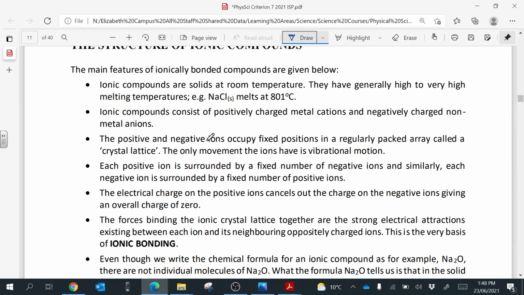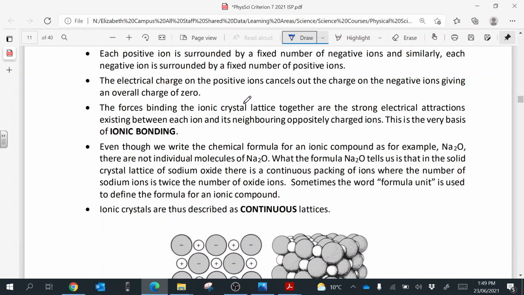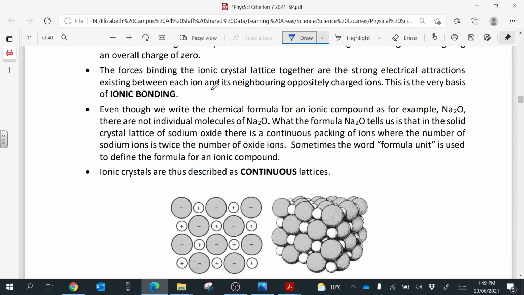The positive and negative ions occupy fixed positions in a regularly packed array called a crystal lattice. Okay, crystal structure, if you like. The only movement the ions have is vibrational motion. Each positive ion is surrounded by a fixed number of negative ions, and similarly, each negative ion is surrounded by a fixed number of positive ions. The electrical charge on the positive ions cancels out the charge on the negative ions, giving an overall charge of 0, which we saw in some examples earlier.